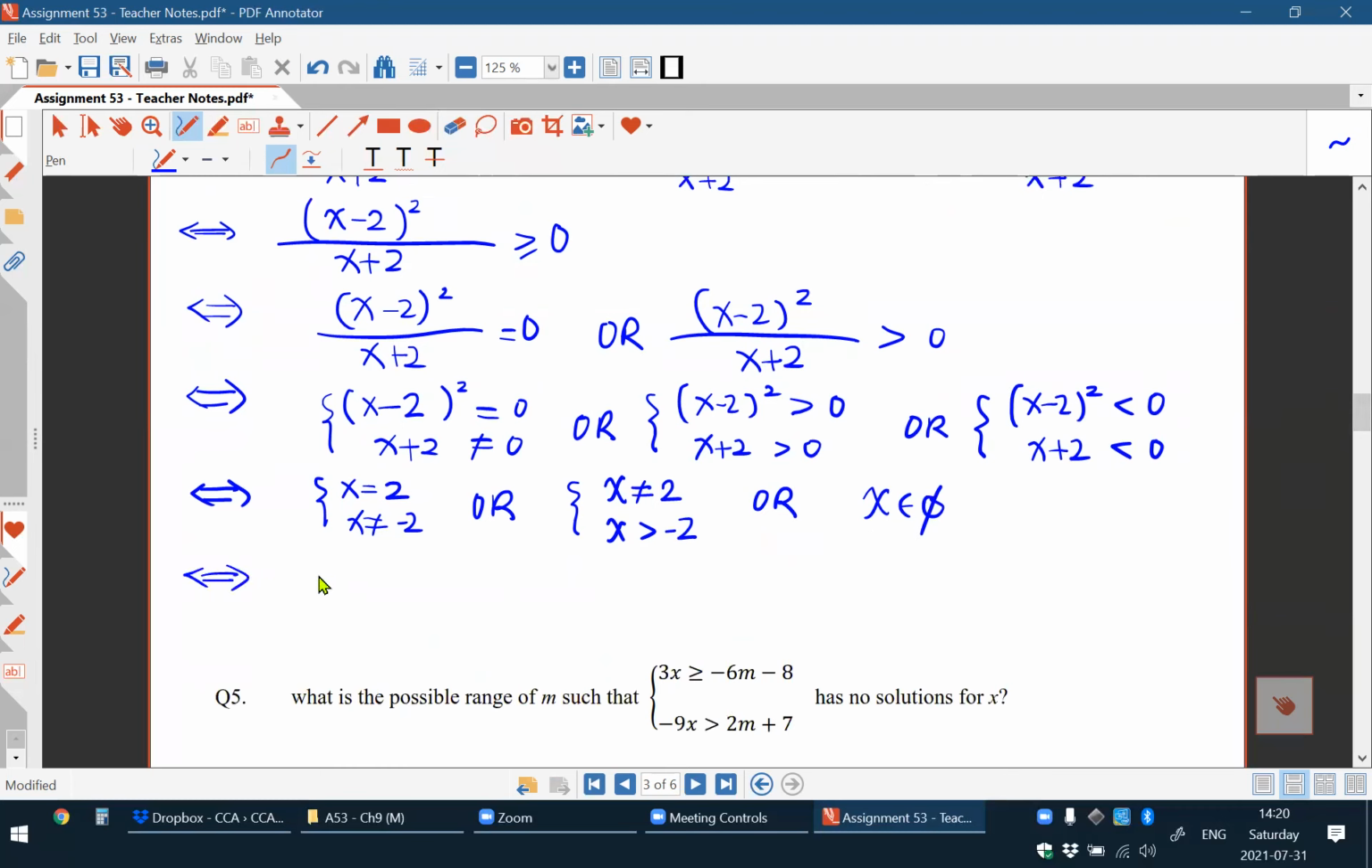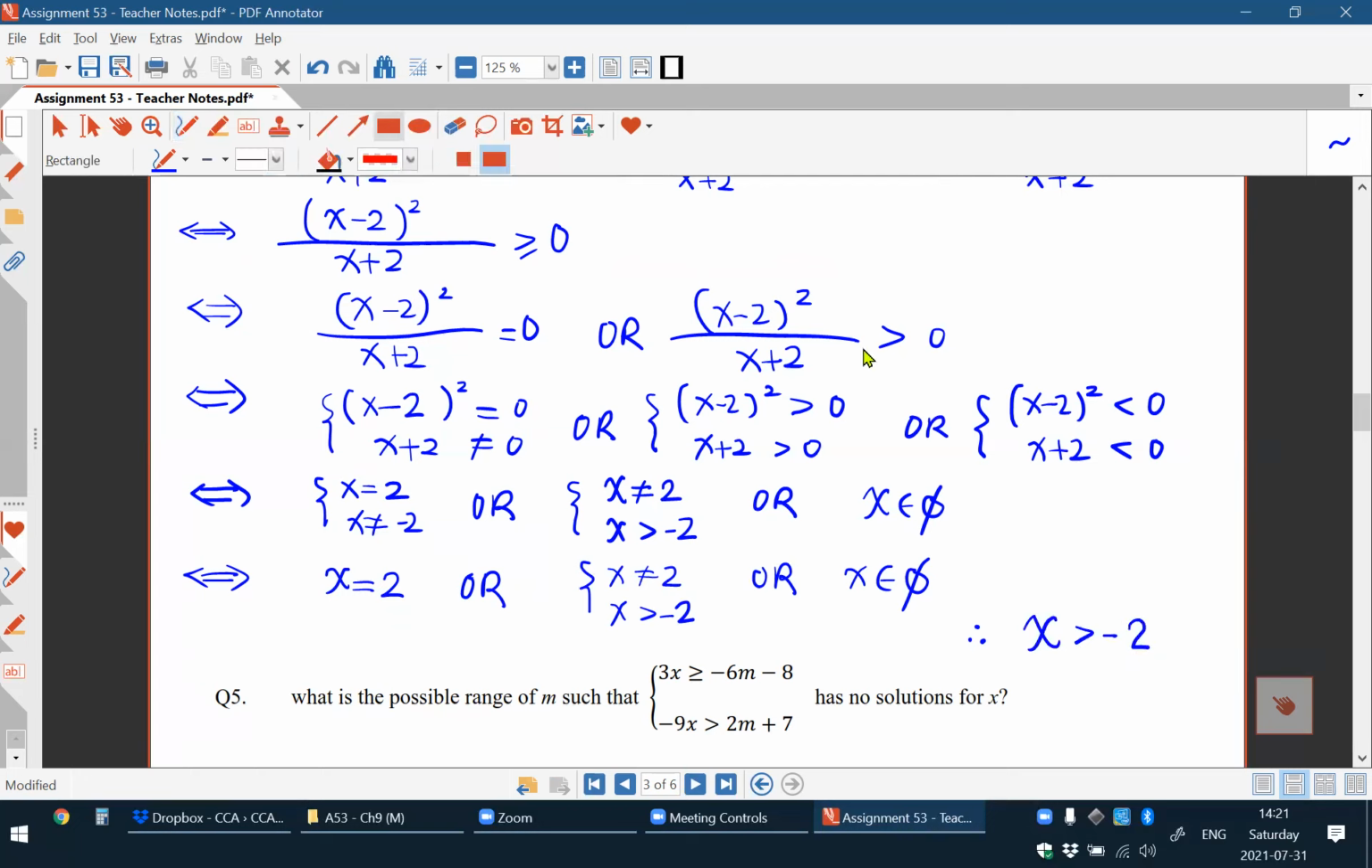And this is equivalent to first, x can be 2. Second, x cannot be 2 and at the same time, x is larger than minus 2. Or third case, x belongs to an empty set. If we consider all of the cases, the final solution is x should be larger than minus 2, right? Okay, this is our final solution.